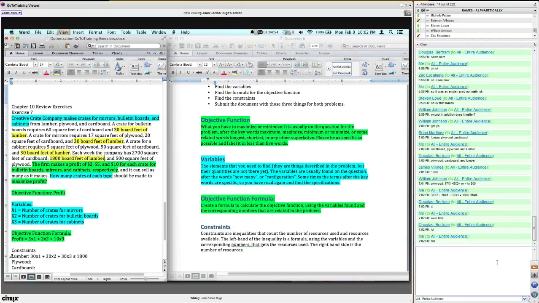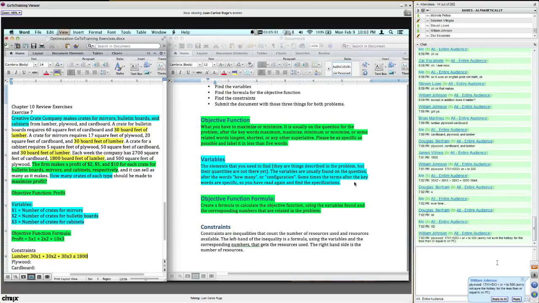OK, guys, plywood. Who told me plywood? A couple of minutes ago. Thank you, William. William, the hotkey, on PC. No, I don't know. On Mac, it is option and less than, but plywood on PC, I don't know.